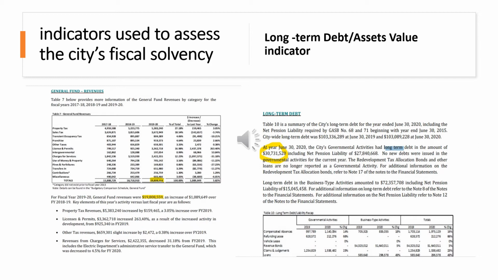Based on the CAFR, we can see that the city's total long-term debts for the financial year 1920 equated to $30,731,520, and the general fund revenues equated to $19,808,559. Dividing the two shows that the city has over $1.5 million of debt for every dollar of asset.